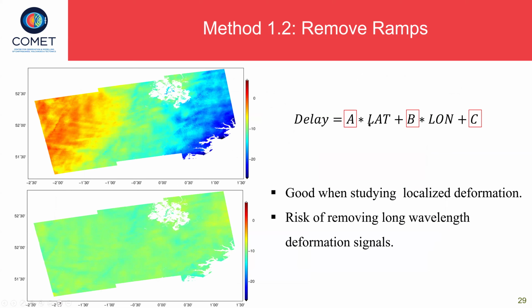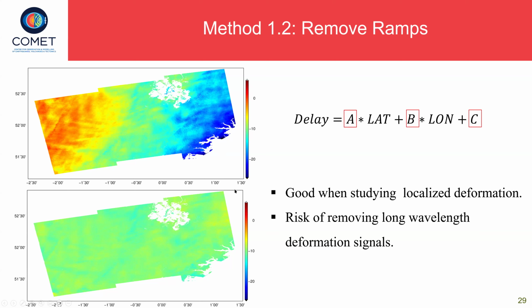You can use this equation based on the locations of each pixel, and you can estimate 3 parameters in this equation. Or you can use more complicated equations, but it's typically the same. And after estimating A, B, and C, you can produce a nice correction map. And this is the performance of this kind of method: it removes ramps from the interferograms.